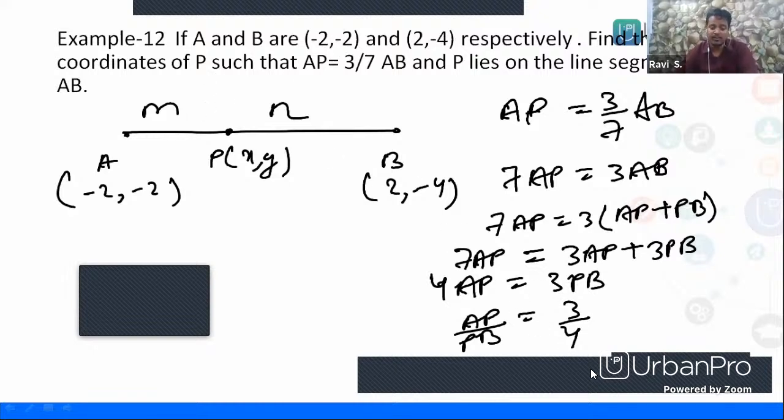Now we have found the ratio. It's quite easy now. The ratio is AP is 3, and PB is 4, right? So now the ratio you know, the points you know, the section formula you also know. It's up to you now. You have to solve it. So do it yourself.